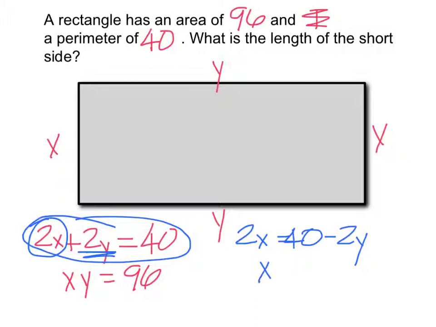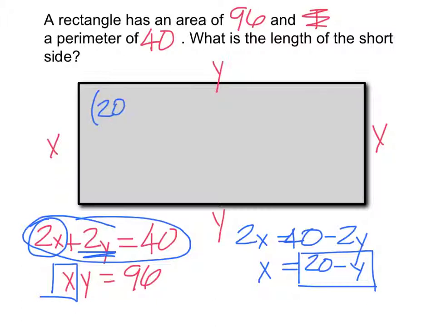Now, you got to divide both sides by 2 to get the x completely by itself. So, you would have 20 minus y. Alright, are you good with the 20 minus y? Alright, so once you have the 20 minus y, you know that x is equal to 20 minus y, so you can put it in here, into the area part. So instead of x, you're putting in 20 minus y.